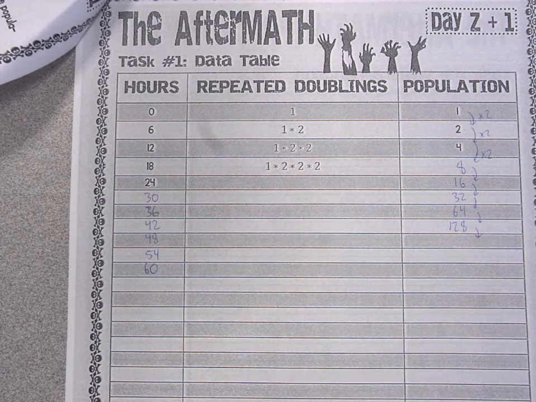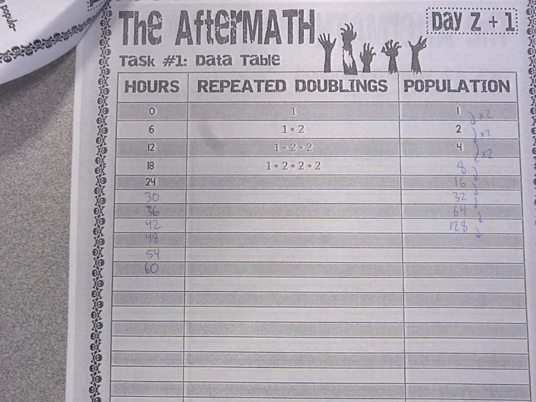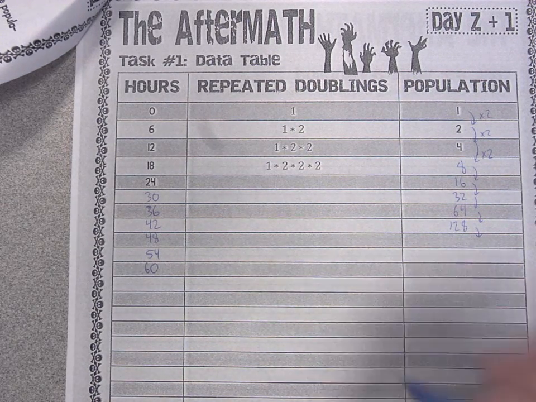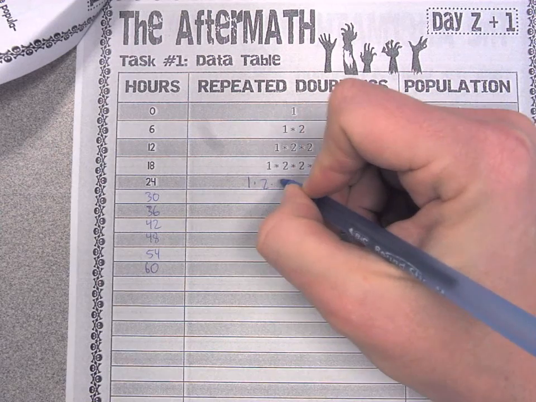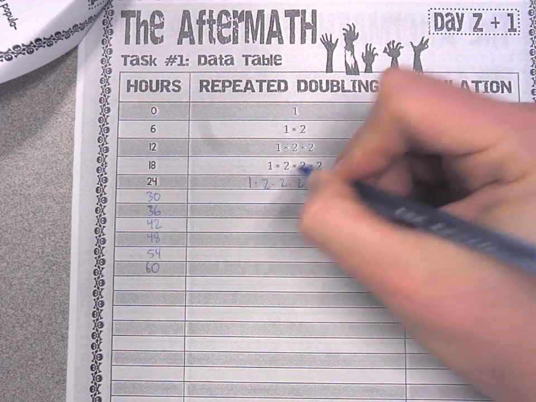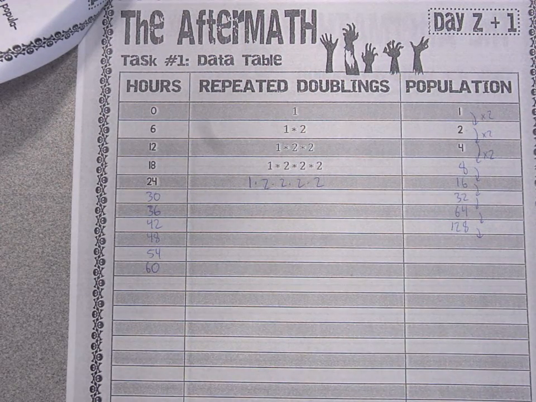So 3 multiplied by 2, okay? Or 2 multiplied by itself 3 times, okay? So the next line would be 1 times 2 times 2 times 2 times 2, right? Now there's 4 2's all multiplied. 1 times 2 times 2 times 2 times 2 is 16.